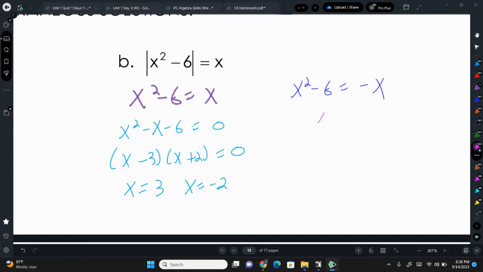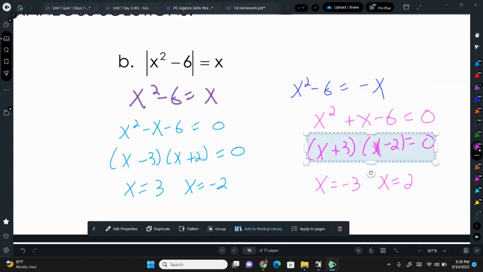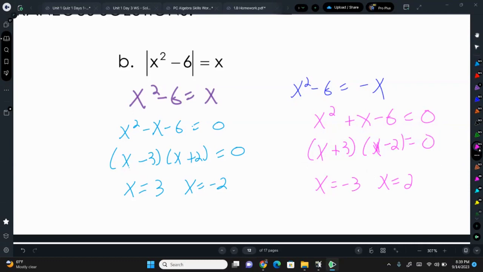Here we're going to add x to both sides, so x squared plus x minus 6 equals 0. And then we're going to have to factor that. We get x plus 3 times x minus 2 equals 0. And then our possible solutions are going to be negative 3 and positive 2. Now, we're going to check these in the calculator. We got to check again all 4 of them.